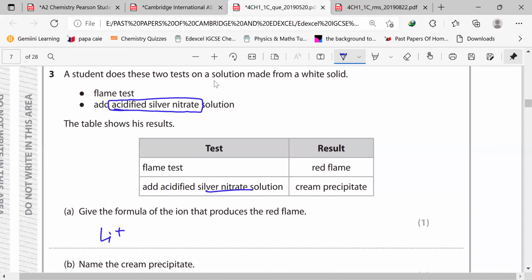Three questions in a row. Acidified silver nitrate solution. So carbonate: we know if we add dilute acid then bubbles will come out, and that gas will change the color of lime water to milky. That's it, carbonate is done. It is not carbonate. Sulfate: barium chloride or barium nitrate. If we add barium ions then it will turn to a white precipitate. Sulfate test done. The other one is chloride, bromide, iodide.